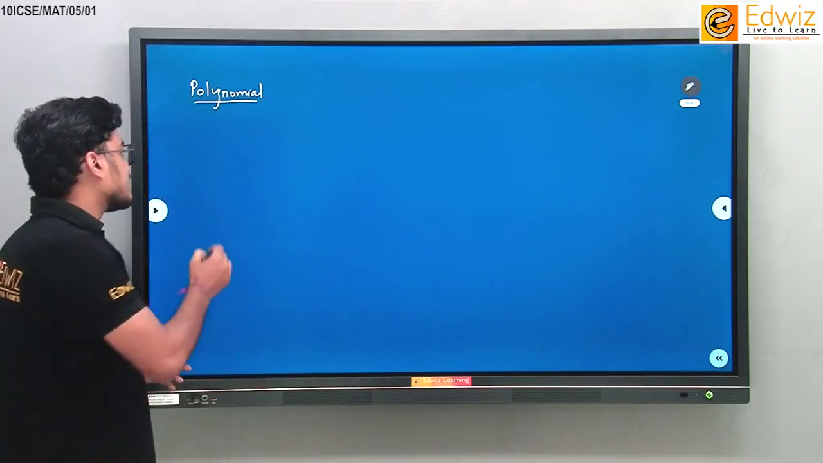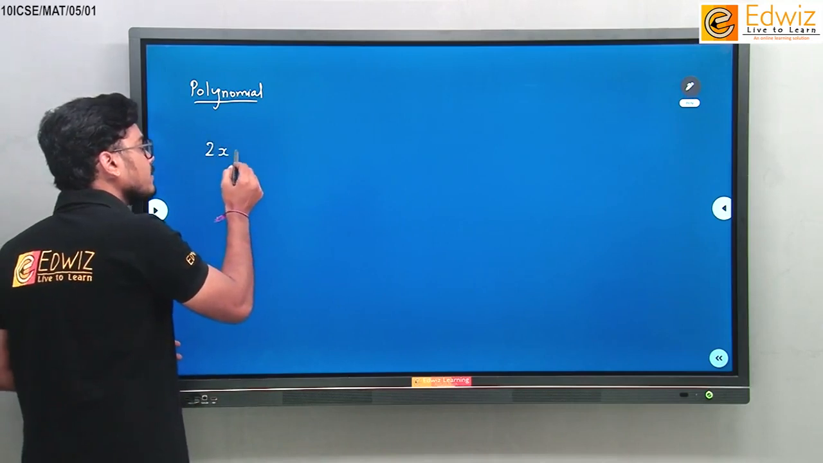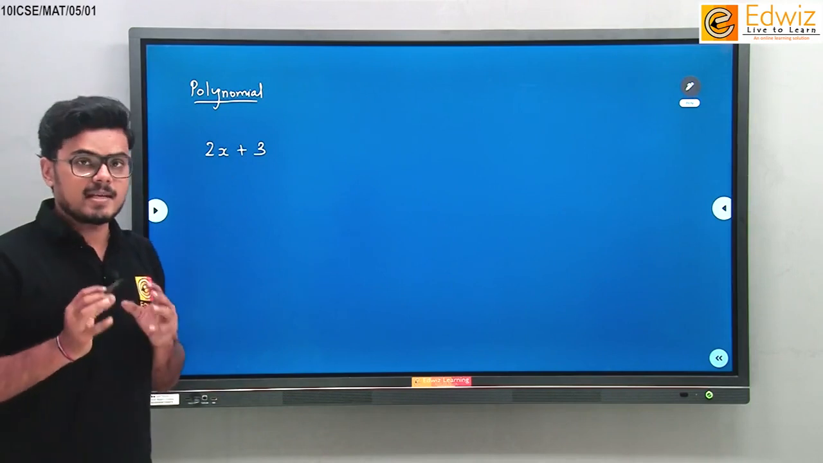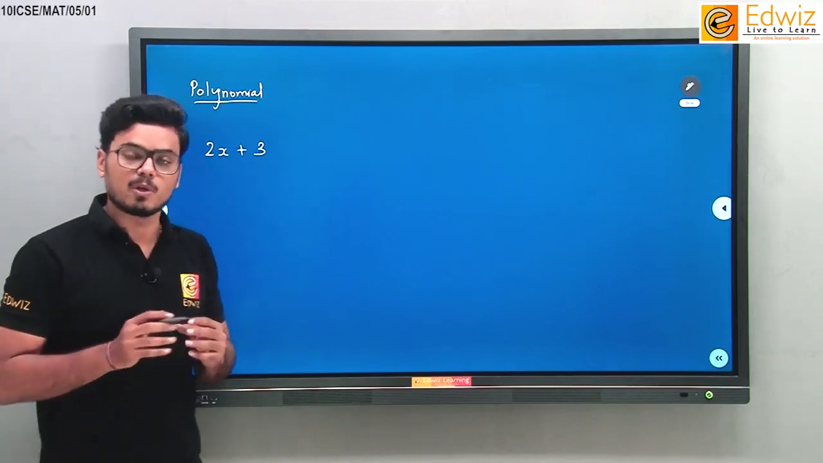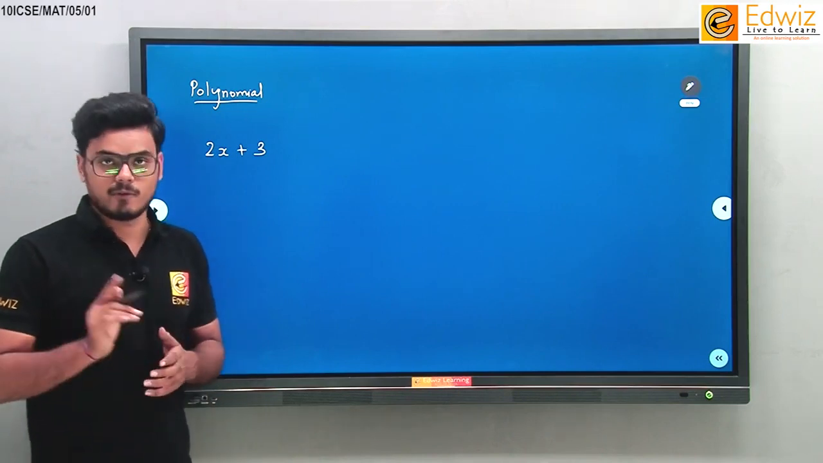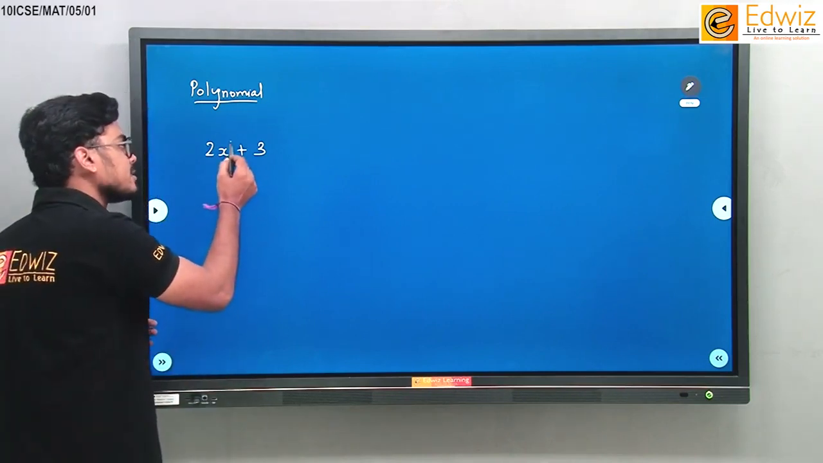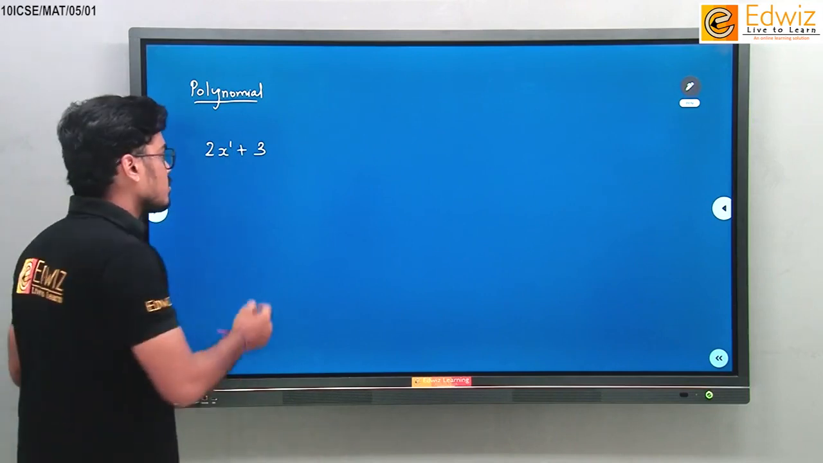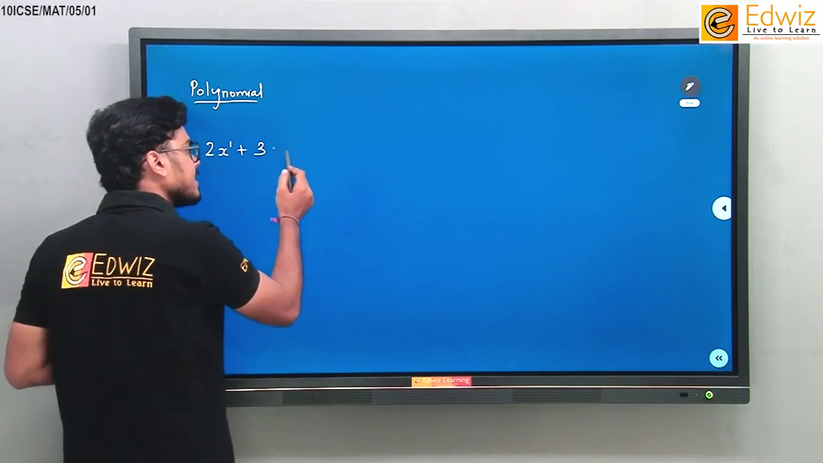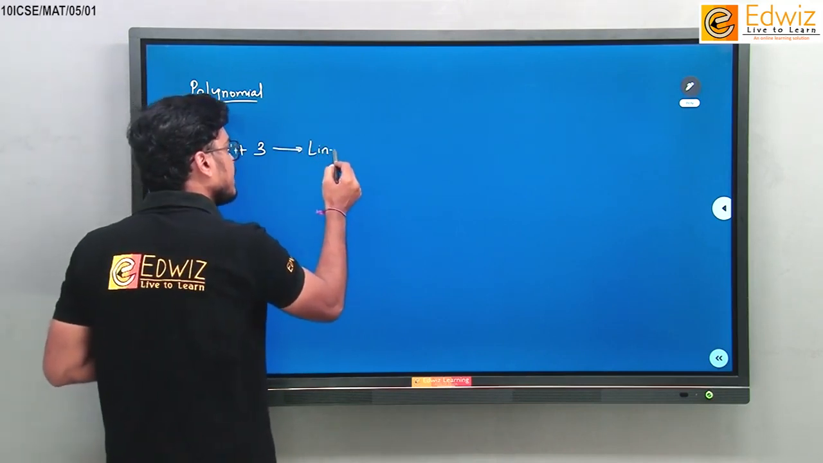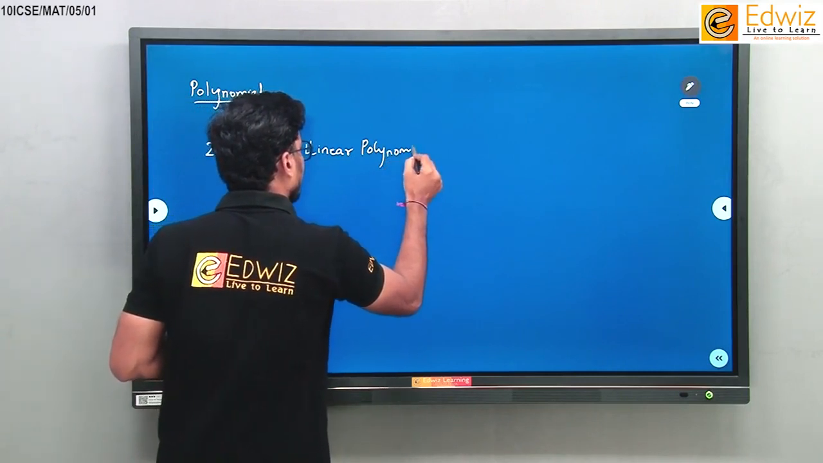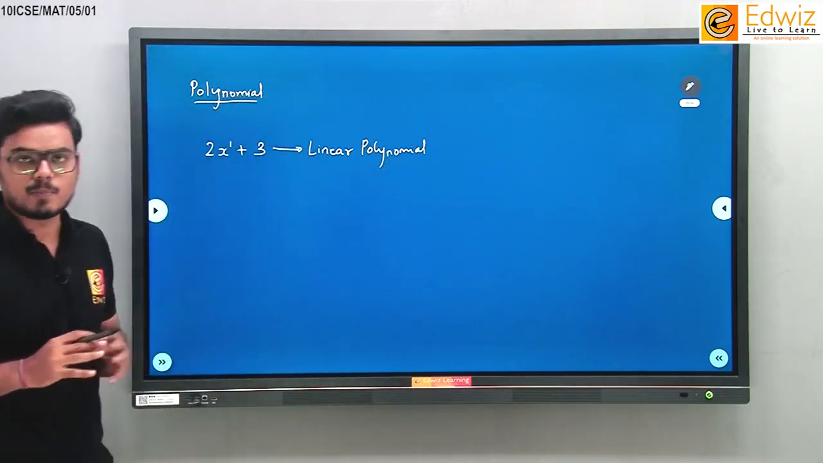So, if an algebraic expression with the variable x is written like this, based on the highest power of the variable or the degree of the polynomial, we can say which type of polynomial it is. For example, here the highest power is 1. So, if the highest power of the variable or the degree of the polynomial is 1, we say that it is a linear polynomial. This is a linear polynomial.